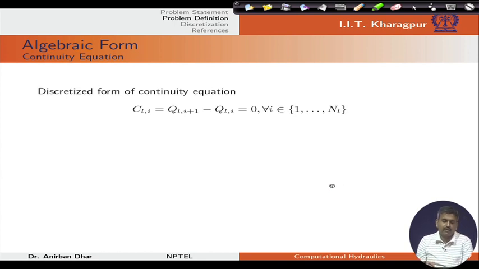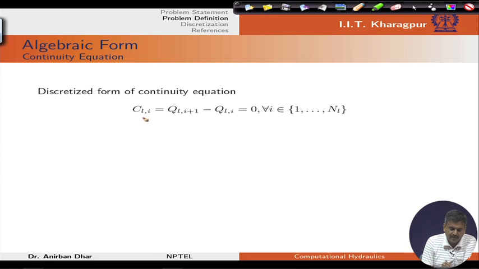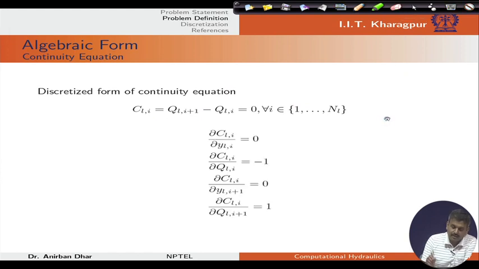Now, in discretized form, for the ith channel segment of the lth channel reach, we can write this continuity. This is CLI, and this is valid for the lth channel reach and ith segment. Now, we can get the coefficients of our Jacobian matrix from this one.